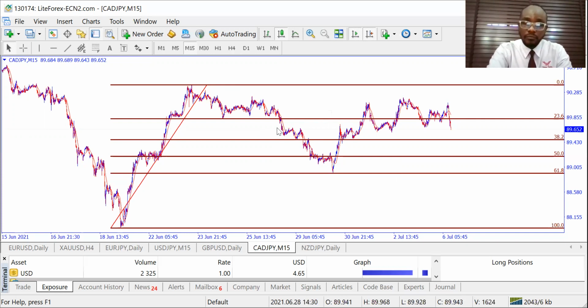Now, in the next video, I'll be showing you the same Fibonacci, but how to edit it, how to change the color, how to add other retracement points, and how to use it to enter a trade.